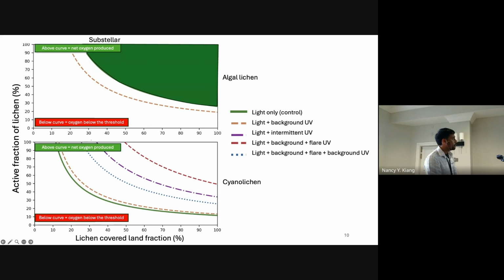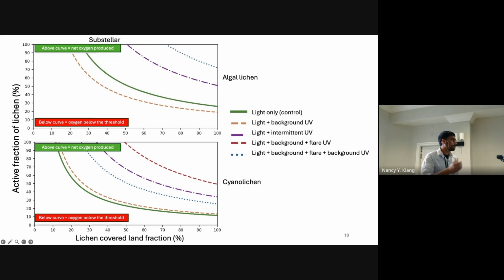What you can see is that even if we assume a more realistic scenario, maybe 50%, even that's a lot, 50% of land covered by lichens, and you assume 50% activity, so it should be somewhere here. What it shows is that just barely, under light and even quiescent UV, they were able to cross the threshold. Under all the conditions, the threshold shifts. We needed more activity or more land coverage. Even in the case of cyanolichen, the curve is shifted a bit because they were more productive under our conditions, but still the same scenario, 50% should be somewhere here.